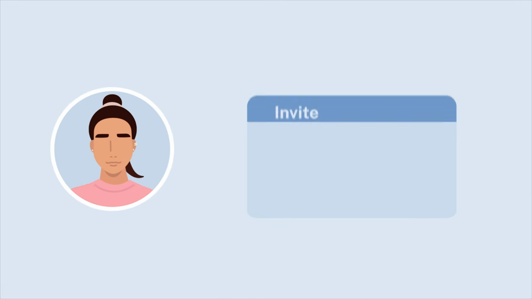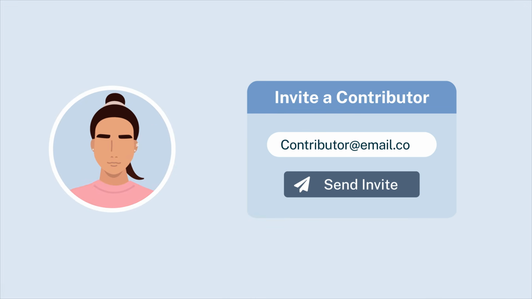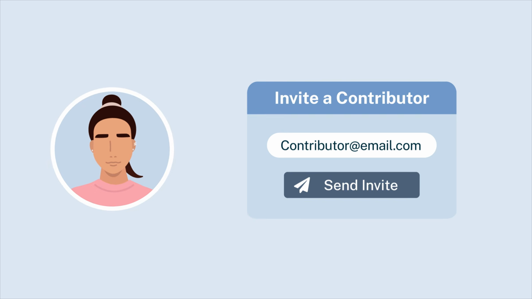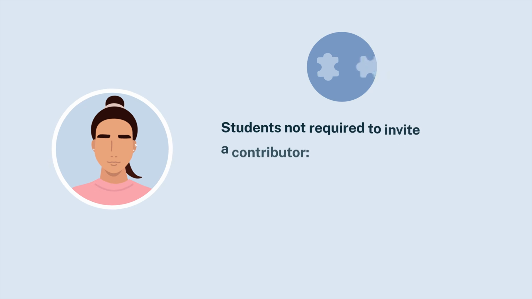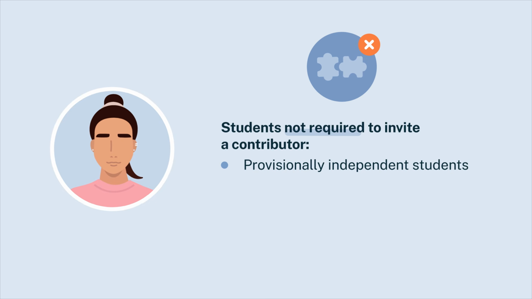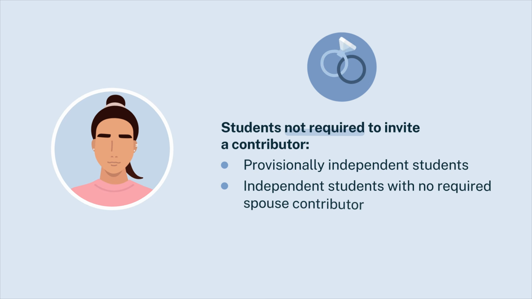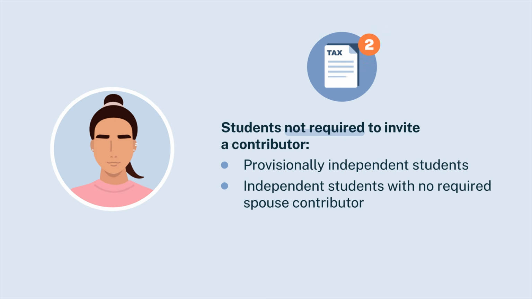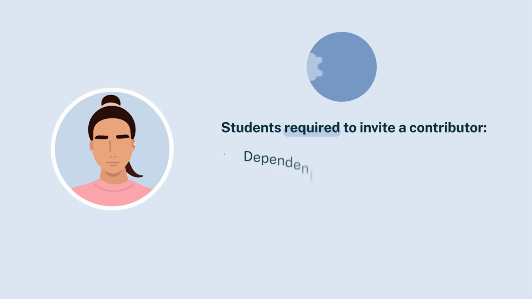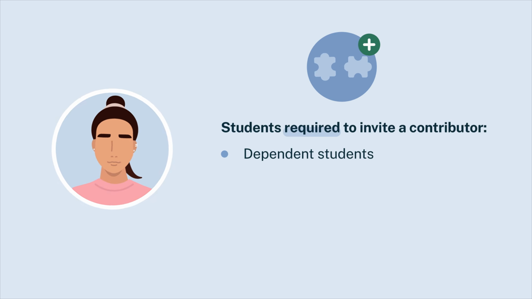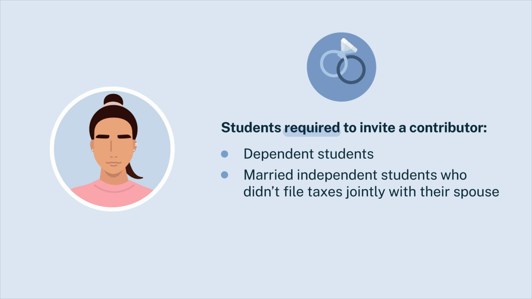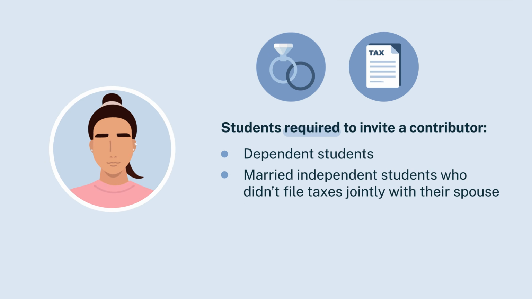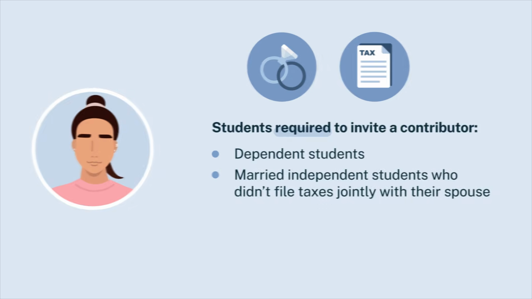The FAFSA form will prompt you to invite a contributor based on the answers you've provided on the form so far, so not all students will see this section of the form. If you are determined to be a provisionally independent student earlier in the form, or if you're an independent student who isn't married or who filed taxes jointly with your spouse, you won't be required to invite a contributor. If you're a dependent student or an independent student who's married and filed taxes separately from your spouse, you'll be required to invite a contributor.